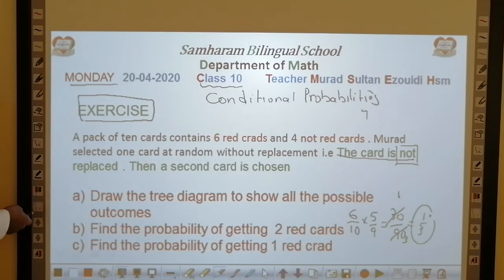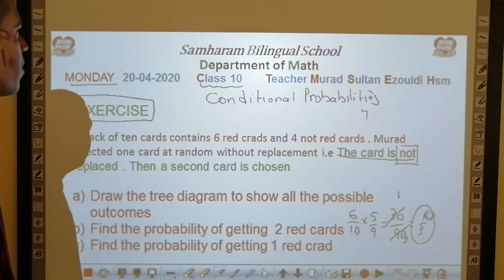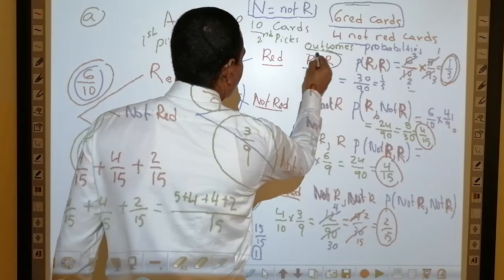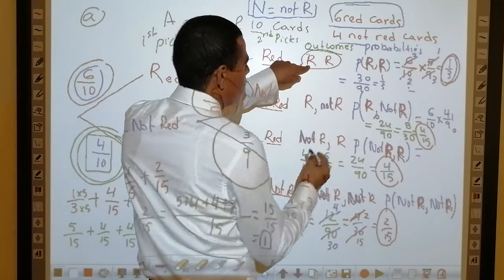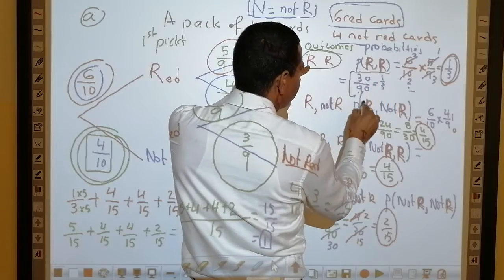This one, what is it? To get 2 reds, my kids. What is 2 reds? 2 reds is what? To get 2 cards that are red, it will be 30 divided by 90, which is equal to 1 over 3.